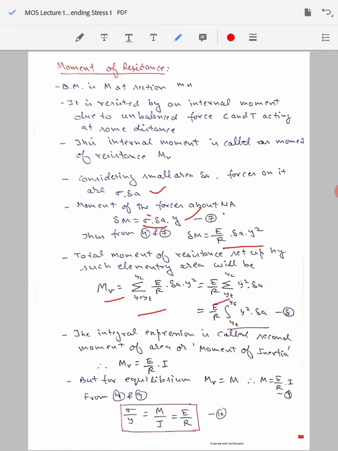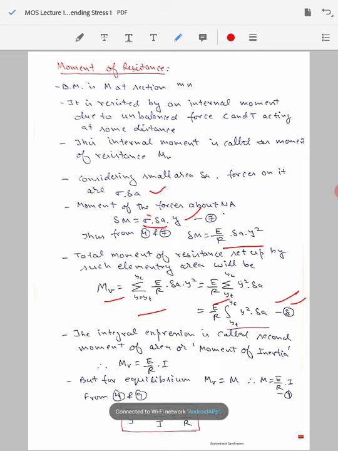This summation sign can be replaced by an integral sign, and then we have the expression shown here in equation 8. Now this integral is called the second moment of area. Y times delta A is the first moment of area. Y squared times delta A is the second moment of area, which is nothing but your moment of inertia. We also know this expression, and it is represented by capital I. So the integral expression is called the second moment of area, and we substituted I here.